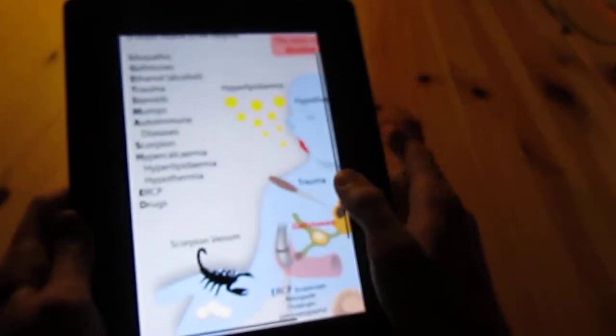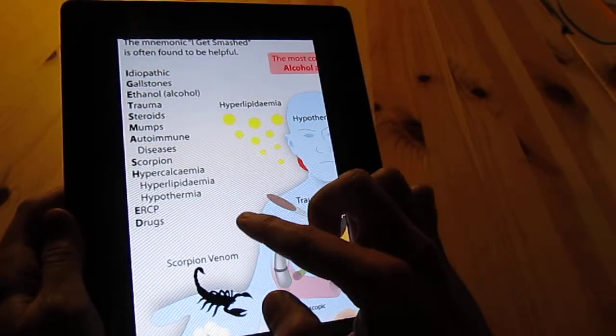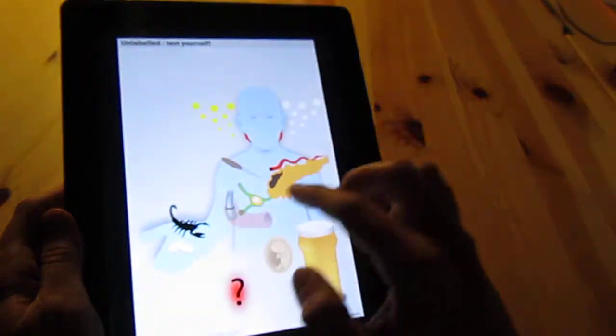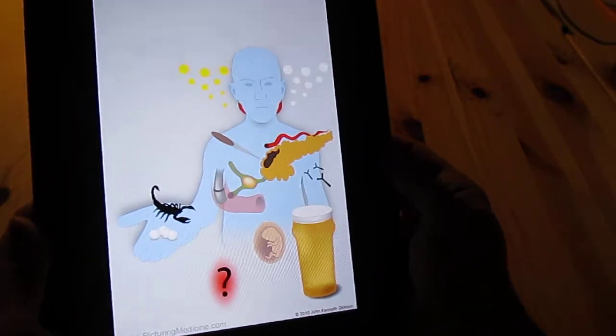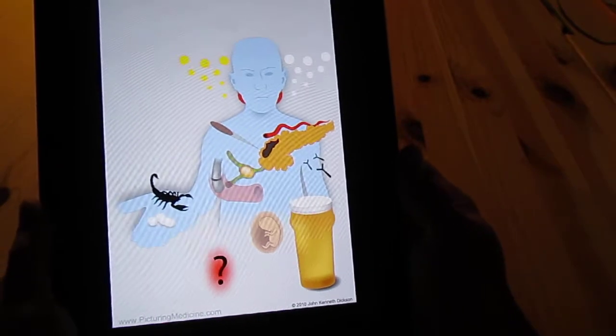Anyway, let's go through the various causes together. I'm going to go through the mnemonic, I'm going to remove the labels, and I'm going to do it that way so that hopefully we're focusing very much on the image, because I think it's the image that at the end of the day is going to be what sticks in your mind's eye.